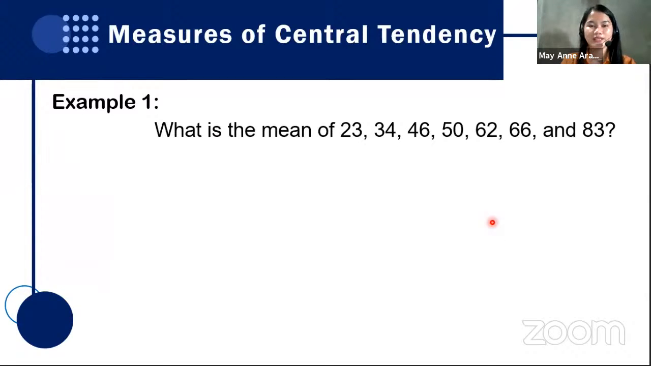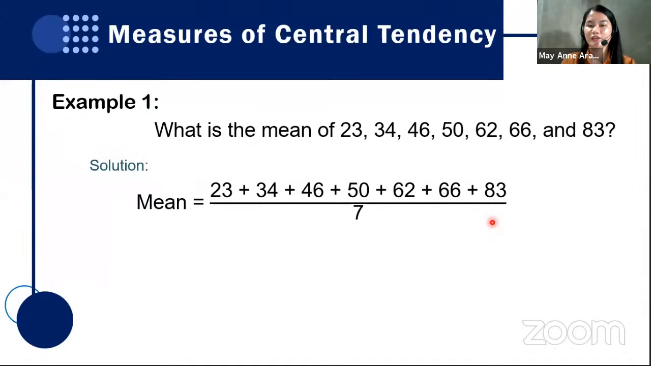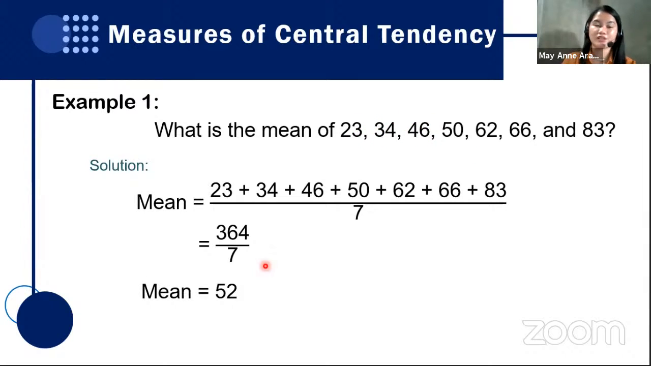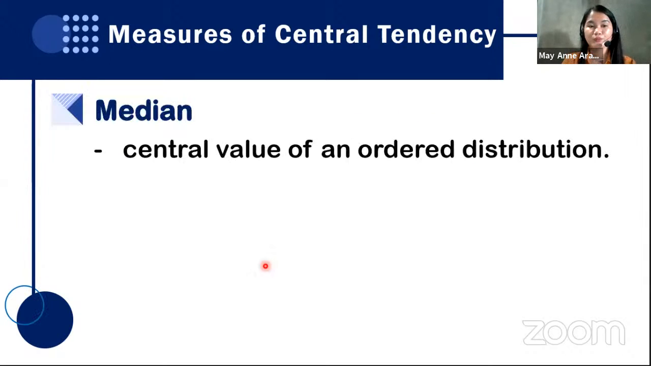For example, what is the mean of 23, 34, 46, 50, 62, 66, and 83? So for the solution, just add all the numbers. And then since we have here 7 numbers or 7 scores, just divide by 7. So the answer is 52.